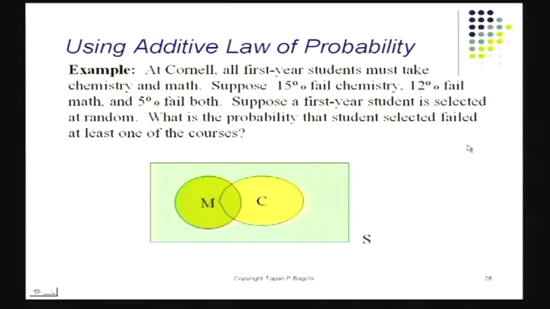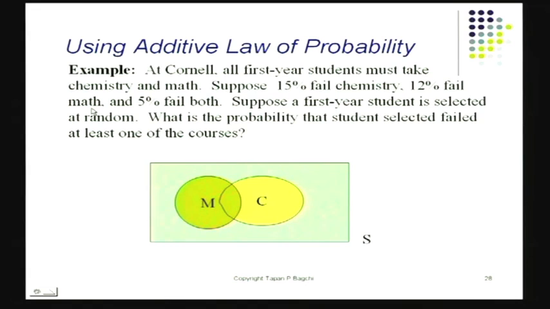And let's take an example. At Cornell, this is a school where the first year students must take chemistry and math. This is a requirement for all first year students entering Cornell. Suppose 15% fail in chemistry. These kids apparently came from not such a strong high school, and they managed to fail in chemistry. And 12% managed to fail in math.